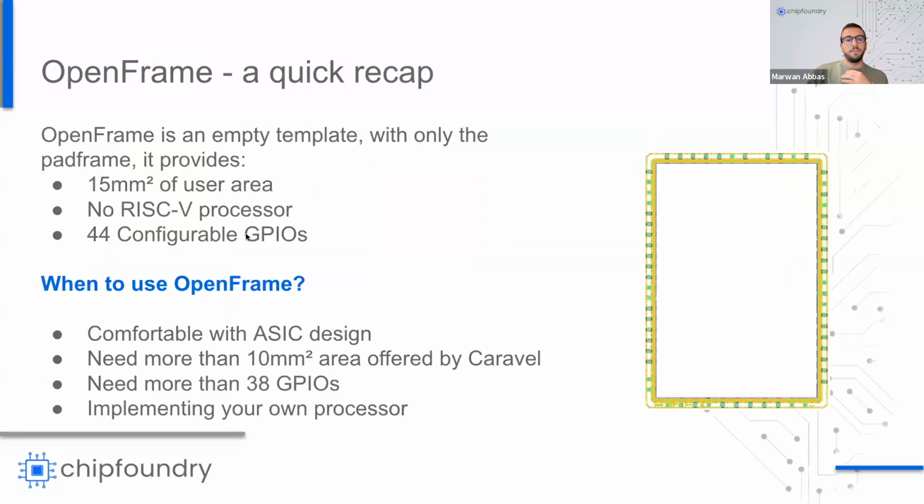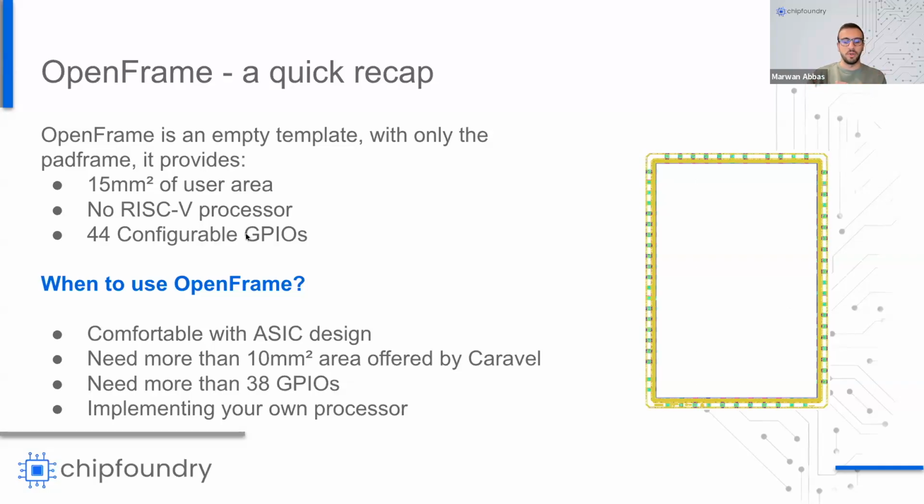So let's dive deep into OpenFrame because that's the topic of today. So OpenFrame is basically an empty template. So it doesn't have a RISC-V processor. We replaced the RISC-V processor with empty space, so you get more space, 15 millimeters squared of area, and 44 programmable GPIOs, or configurable in this case.